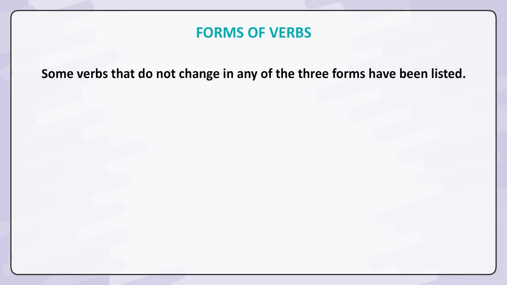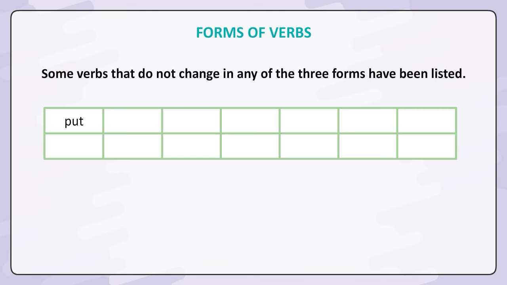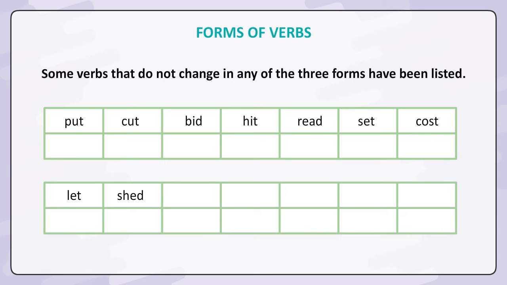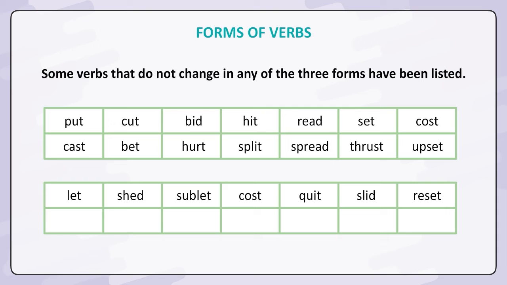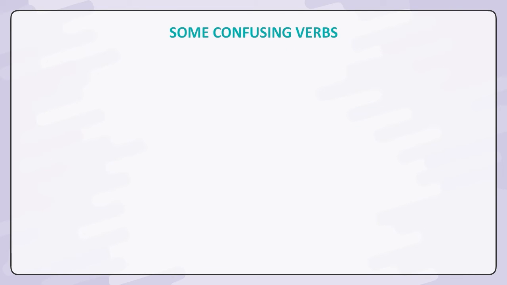Some verbs that do not change in any of the three forms have been listed: put, cut, bid, hit, read, set, cost, let, shed, sublet, quit, slid, reset, cast, bet, hurt, split, spread, thrust, upset, shut, burst, fit, wet, wed, offset.